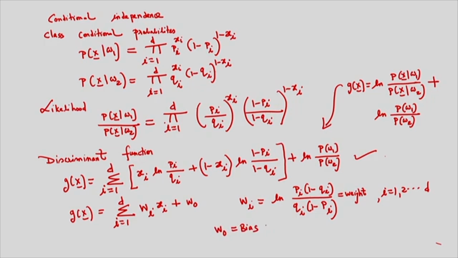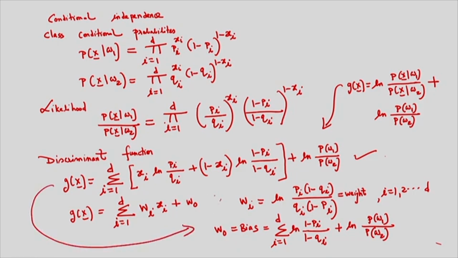So bias is nothing but summation i equal to 1 to d, ln of (1 minus pi) over (1 minus qi), plus ln of probability of omega 1 over probability of omega 2. So this we have obtained from this, and this we have obtained from this. These two I am defining like this.